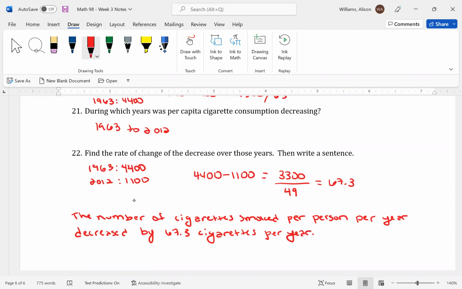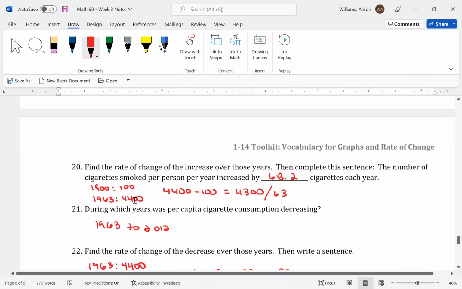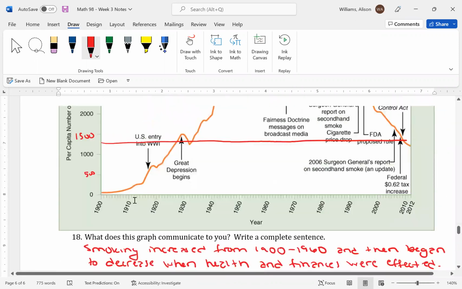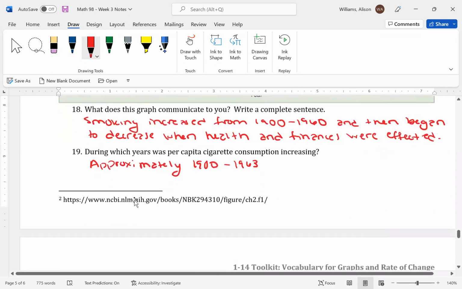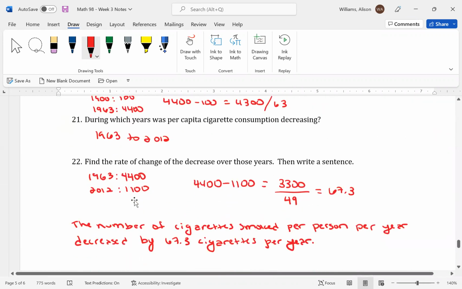And obviously not every person's smoking. They're taking all of the smokers and they're dividing how many cigarettes they're buying over the amount of people in our population. So when you see 100, they're saying that the cigarettes being smoked represent about 100 cigarettes smoked by every person in the population. That's what that says. All right. And there we go.